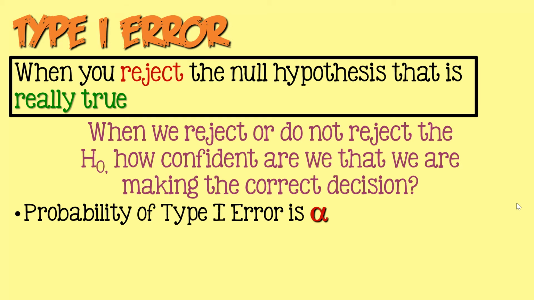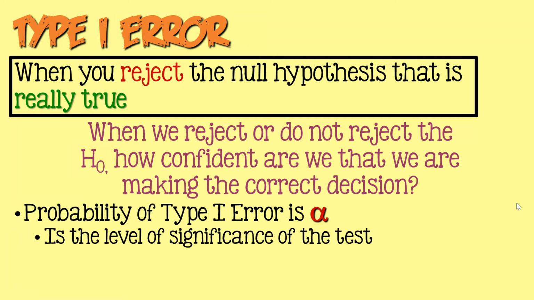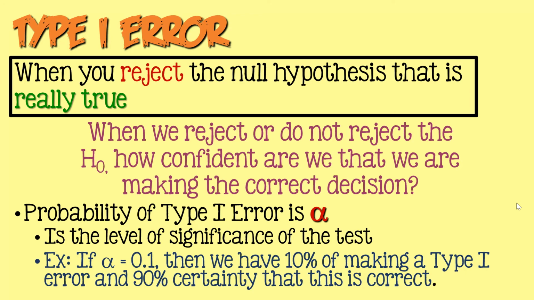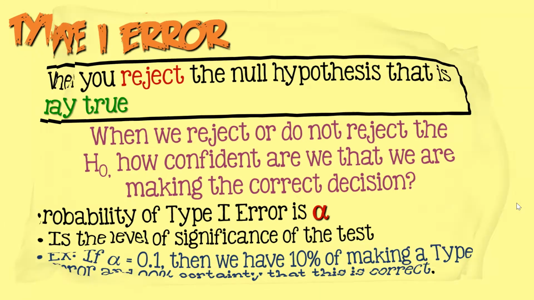So here's the thing. The chances of you making a type 1 error is actually the alpha value. It's that level of significance of the test. So anytime that you say, oh, my p-value is less than 5%, guess what? Those are your chances. So if my cutoff happens to be 0.1, then you have a 10% chance of making a type 1 error, and you can say with 90% certainty that this is correct, which seems like kind of a weird sentence, but kind of fun to say.